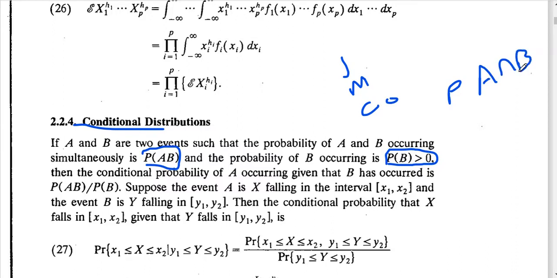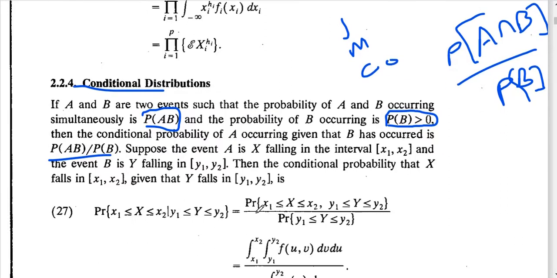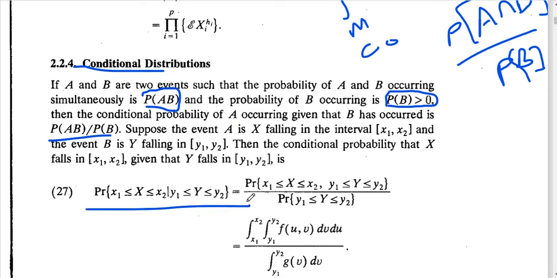Okay, for A given B, divided by the probability of B. If the probability of B equals 0, then the probability is not defined. Then the conditional probability of A occurring given that B has occurred is the probability of A given B, the intersection, divided by the probability of B.